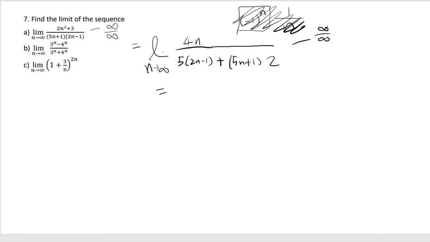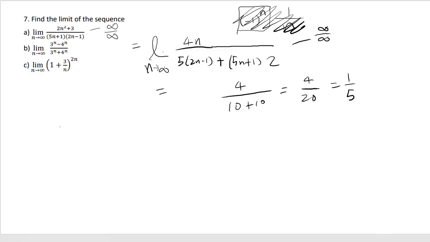So we differentiate the top again, differentiate the bottom again. This time you just differentiate this because that's a constant multiple. So differentiating, you get 5 times 2, which is 10. And this one also gives you 5 times 2. That's another 10. And that just gives you a number. So it's 4 over 20, which is 1 over 5.